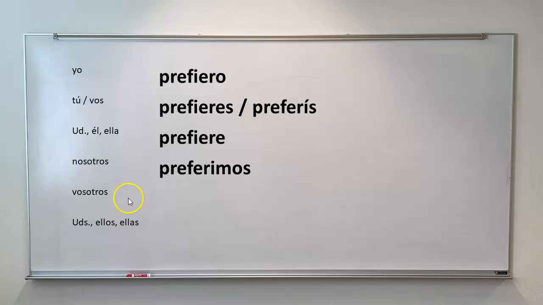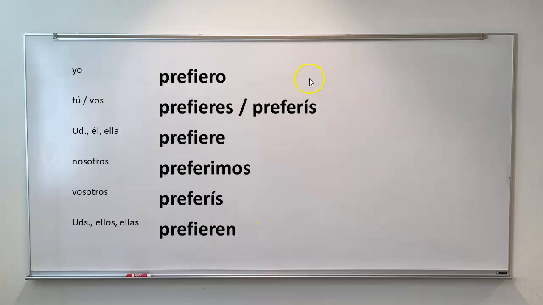Vosotros, this is the plural you that's used primarily in Spain. So plural, informal you. Also preferís. Vosotros preferís, you prefer. Ustedes, ellos, ellas form. We start with our root, and we add the ending, and there's that stem change again. The ending is en, prefieren. And there you have the verb conjugated in the present tense.